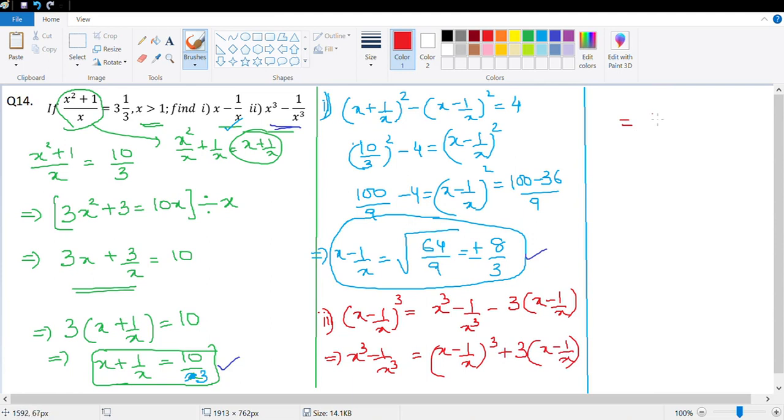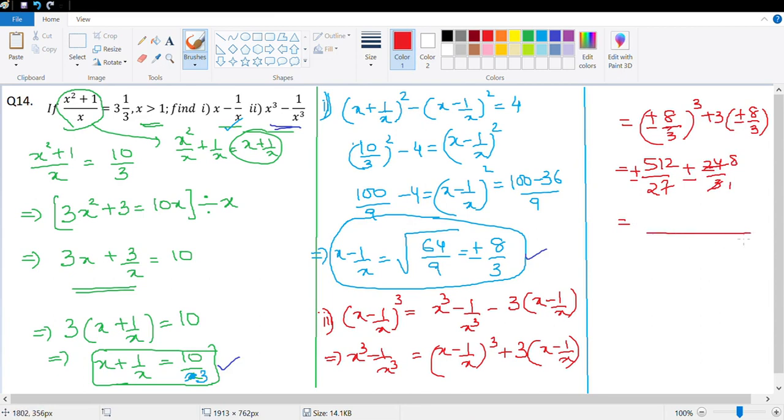x minus 1 upon x, that's plus minus 8 upon 3 the whole cube plus 3 times plus minus 8 upon 3. 8 cube, that's 64 into 8, that's 512 upon 27 plus minus, because plus cube is plus, minus cube is minus. Again, plus multiplied with plus, plus multiplied with minus negative. So 8 into 3, that's 24 upon 3. That's 8. I could have just cancelled it.